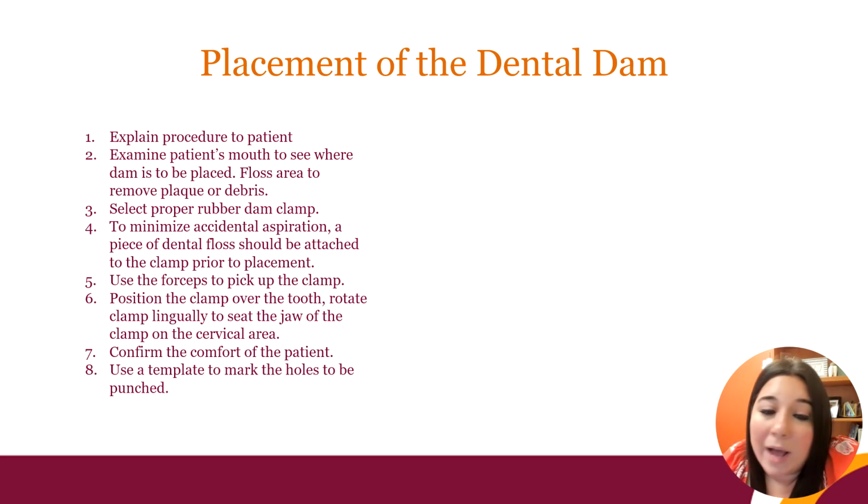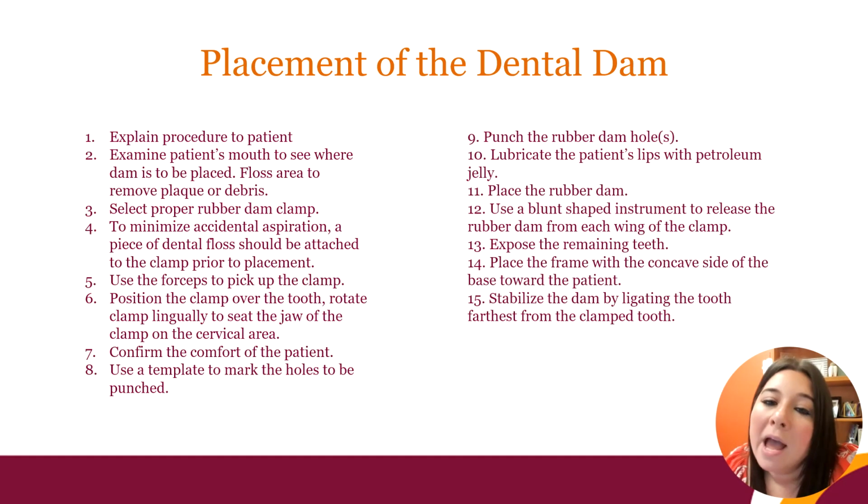To minimize accidental aspiration, we're going to tie that floss ligature to the bow of the clamp. We're going to use the forceps to pick up the clamp. We're going to position the clamp over the tooth, confirm the comfort of the patient, and then use a template to mark the holes that are to be punched. Then we're going to punch the rubber dam holes, lubricate the patient's lips with some petroleum jelly or chapstick. We're going to place the rubber dam. We're going to use a blunt-shaped instrument. Like I said, I use that gold flat instrument to release the rubber dam from each wing of the clamp.